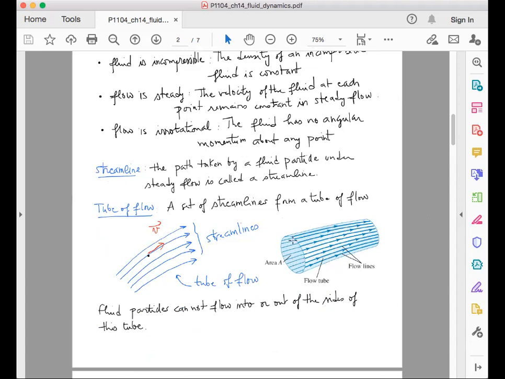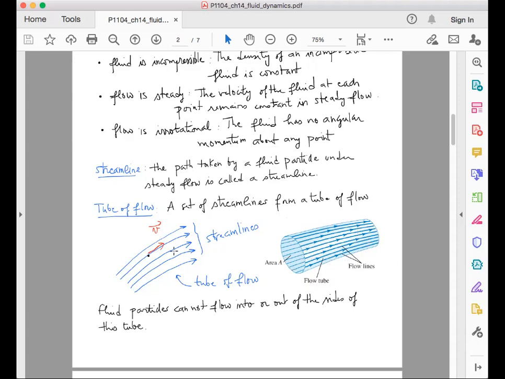So this, for example, is an ensemble of lines. These lines, we call them flow lines or streamlines. A streamline is defined as the path taken by a fluid particle under steady flow, where the particle is moving. The set of streamlines, or flow lines, forms a tube, and we call it a flow tube or tube of flow, as you can see in the figure here to the right.